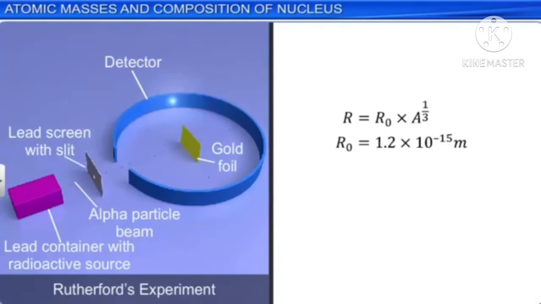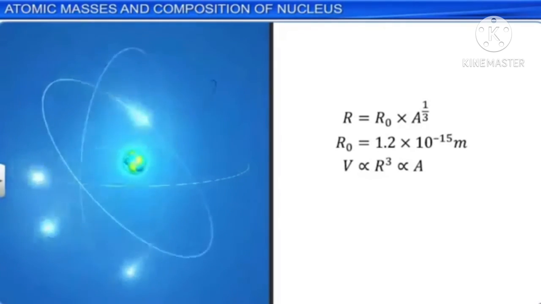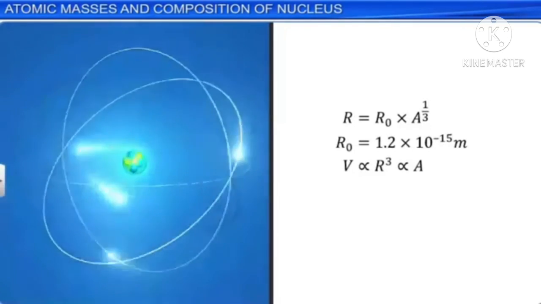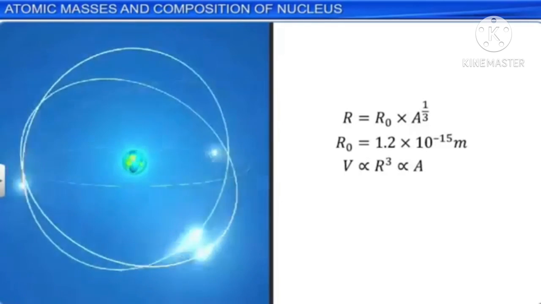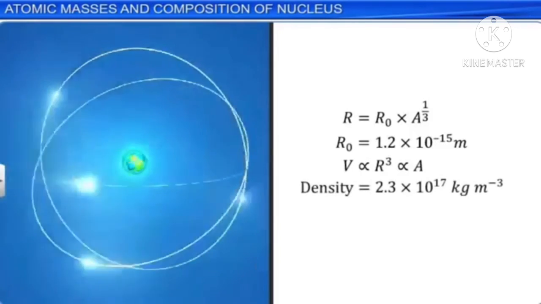Therefore, the nuclear volume is proportional to r cubed and r is proportional to A^(1/3). This implies volume is proportional to the atomic mass number, that is, proportional to the number of nucleons. The nuclear density is constant and is independent of the mass number A. We can imagine nuclei of various elements as liquid drops of constant density. The density of nuclear matter is 2.3 × 10^17 kilogram per meter cubed.